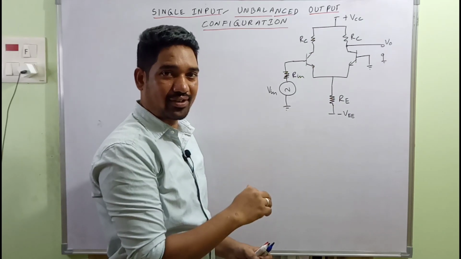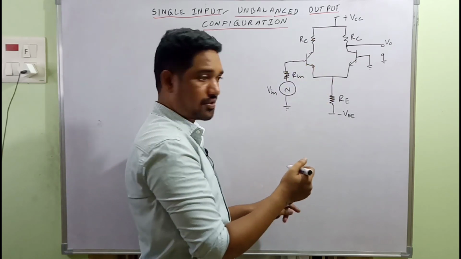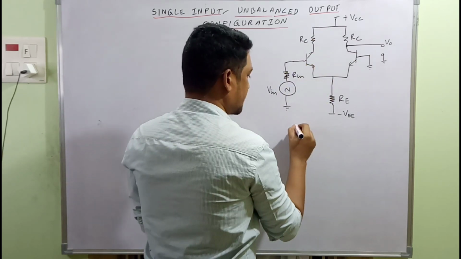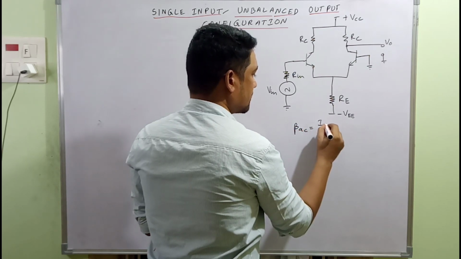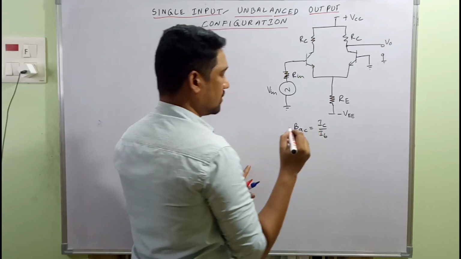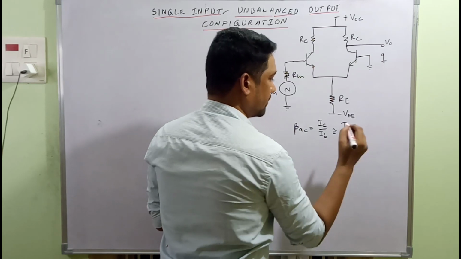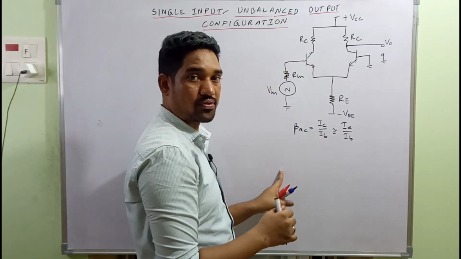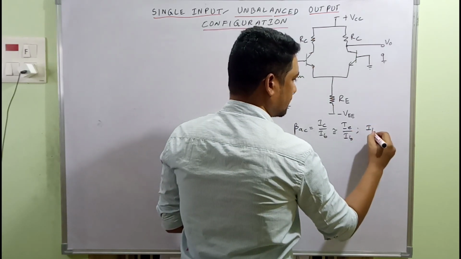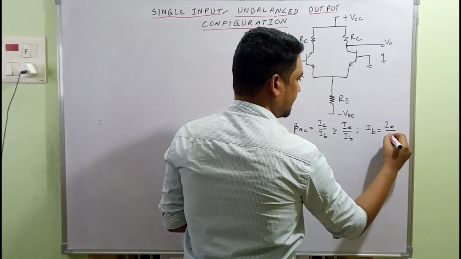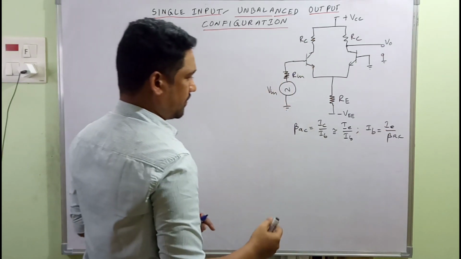Before going much deeper into the analysis, some prerequisites. For example, it's connected in common emitter configuration. The current amplification factor beta, more precisely beta AC, will be IC by IB, and will be approximately equal to IE by IB. IC will be approximately equal to IE in case of a transistor. In that sense, IB can be replaced with IE by beta AC, right? Keep that in mind, a very important one.